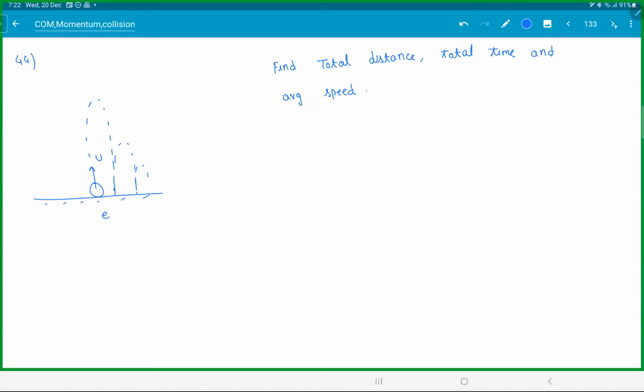Get me the average speed. I hope you guys remember the infinite GP formula. In case someone forgot, the sum of infinite terms A, AR power 1, AR square, until infinity, is given by A by 1 minus R for R less than 1. Remember that. You will need that. Infinite geometric progression, sum of infinite terms. The answer will come in terms of E.